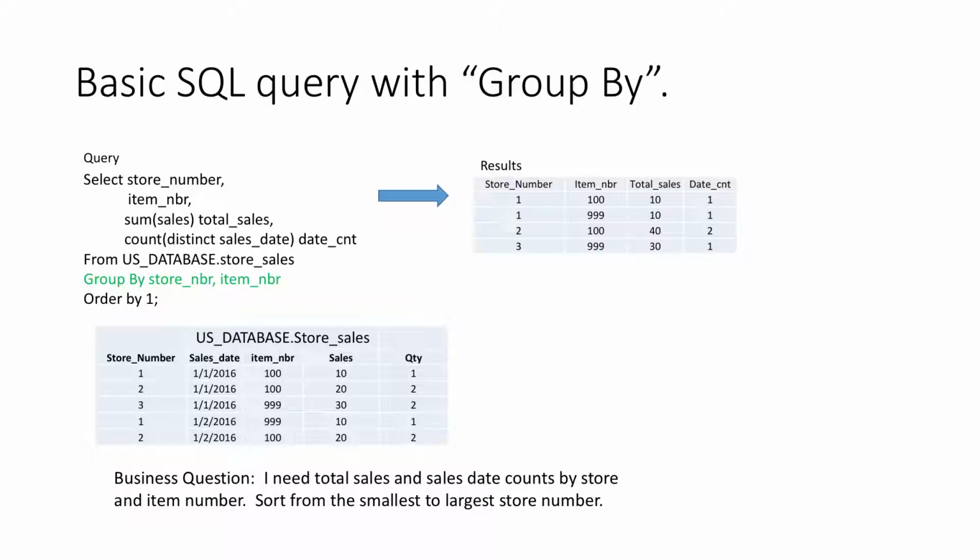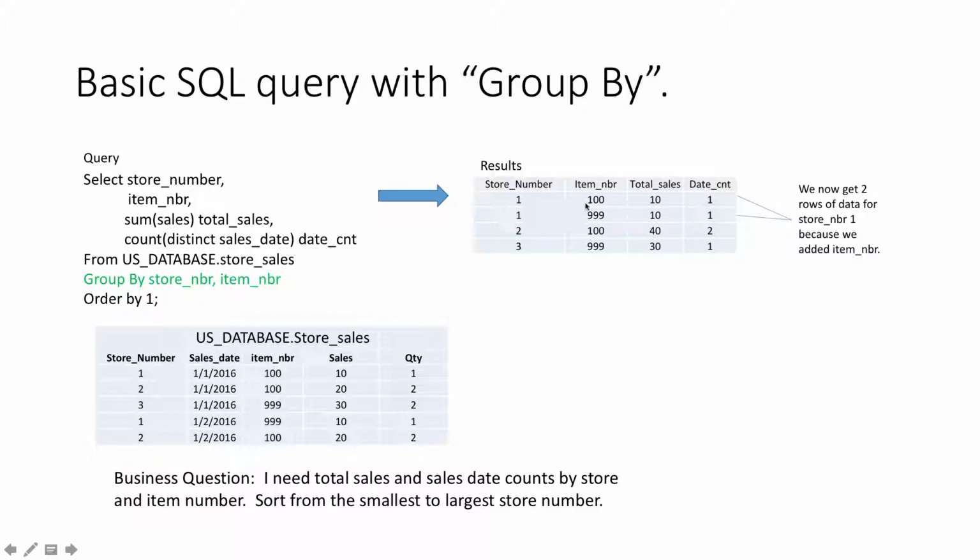This is our report. And if you look, we ordered by 1. So we ordered by store number. So our result set, if you look over here, it's ordered by the store number column. The date count is 1, and the reason, even though this store had 2 date counts, is because we broke it out by item, so that store item combination only had 1 date count.